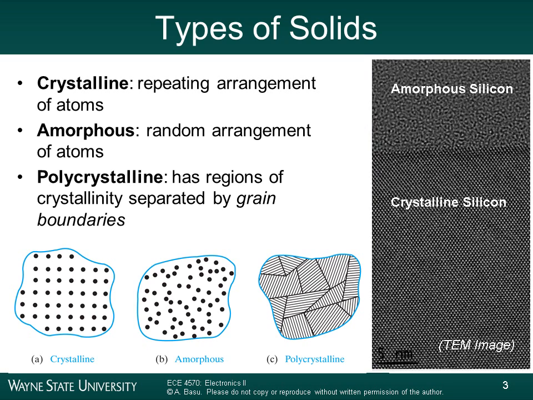Yeah, in other words, it has regions of crystallinity separated by a system of grain boundaries. So these regions that you see here will be the crystalline. There are a bunch of crystalline parts that are somewhat smashed together. So it has both crystalline and non-crystalline parts, or a better way of saying it: regions of crystallinity separated by these things called grain boundaries. These are the edges where the periodic structure does not repeat itself.